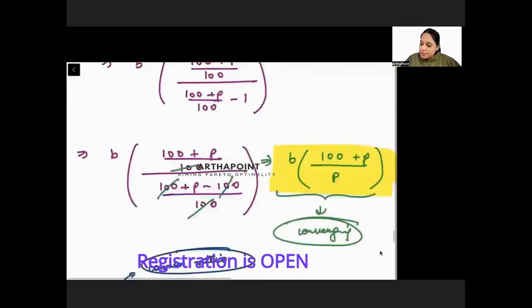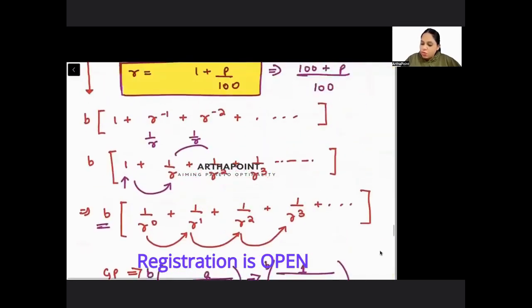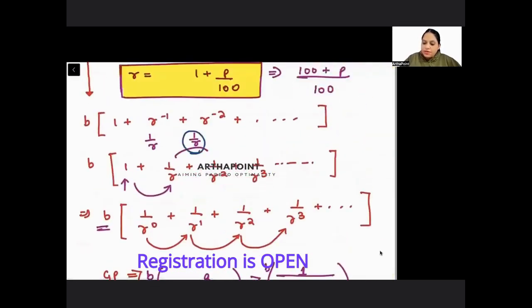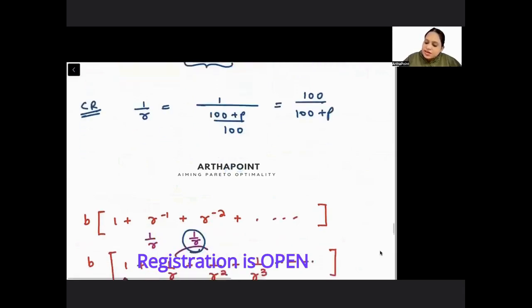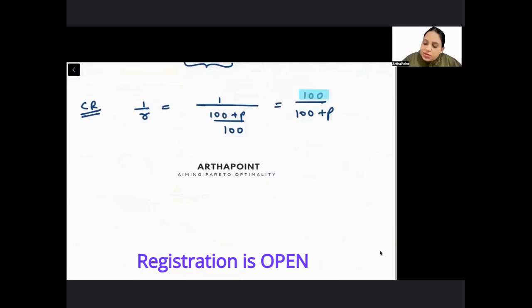ठीक है, यहां पे हमारा कॉमन रेशियो क्या था बेटा? कॉमन रेशियो था 1 by R, where R is this. तो हमारा जो कॉमन रेशियो निकला था, common ratio, that was 1 by R, where R was this. So 1 by (100 plus P) by 100. 100 upon 100 plus P. Okay. And you can clearly see that numerator is 100, denominator is 100 plus P.